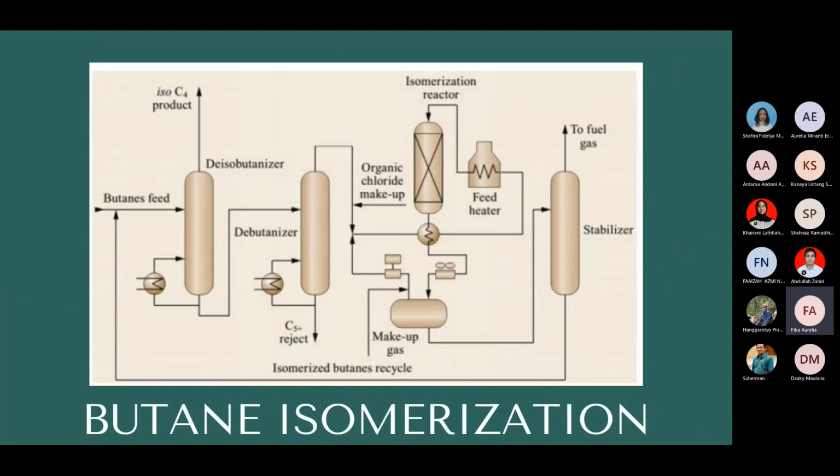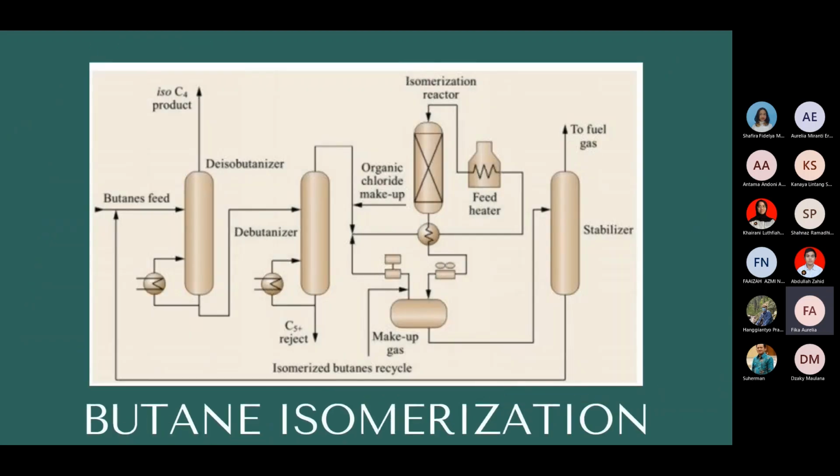This is the figure of butane isomerization. As you can see, the mixed butane feed enters the deisobutanizer to separate isobutane. Then a debutanizer separates butanes from C5 impurities, as illustrated in the figure. Purified butanes are combined with hydrogen and heated to 230 to 340 degrees at 200 to 300 psi of pressure.